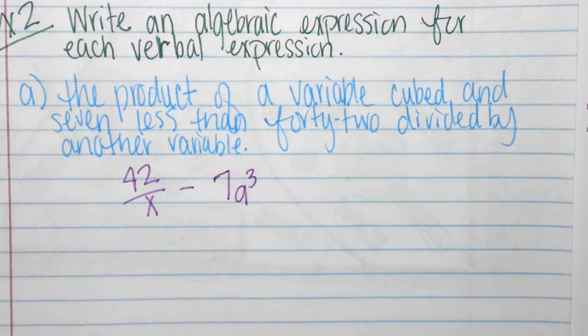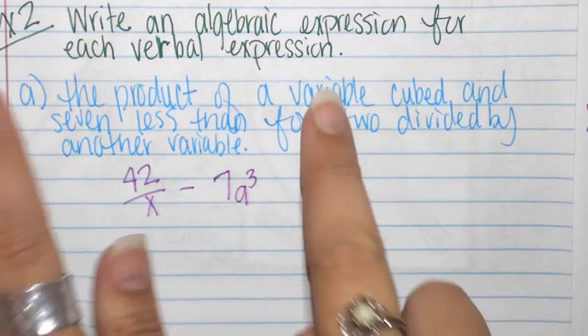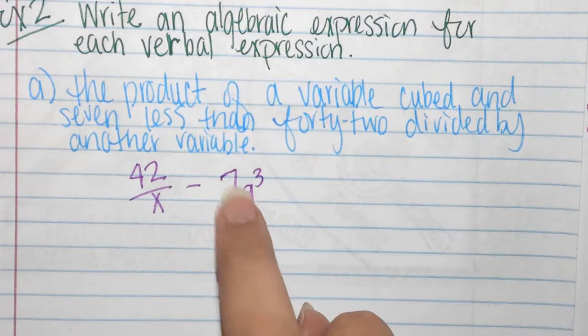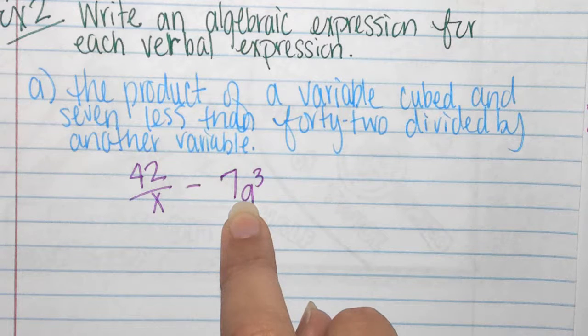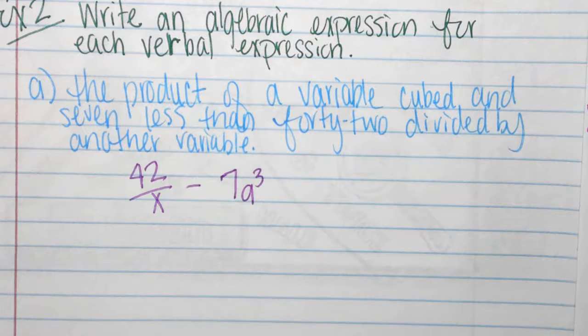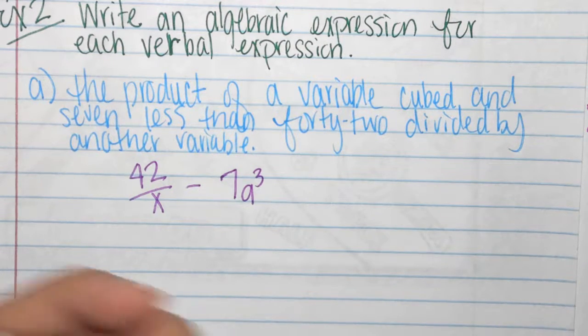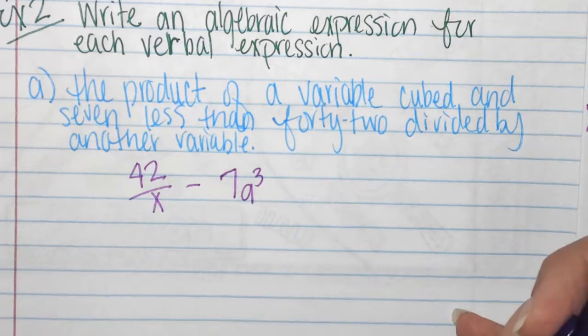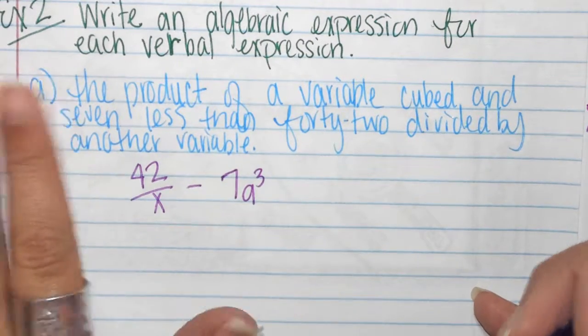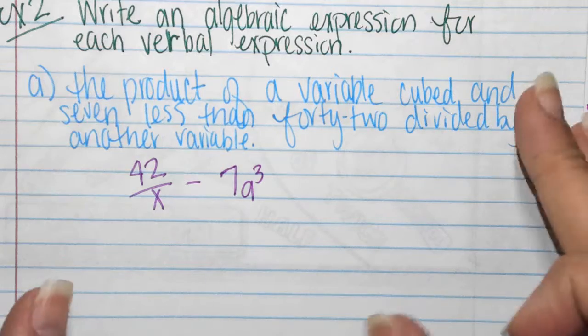That's a great job. You would have got a point for that. Can you tell me why we put the 7 first, though? Does anybody know? I mean the 7 in front of the a. The number always goes before the variable. That's it. The number always goes before the variable. Great job, Team Slytherin.